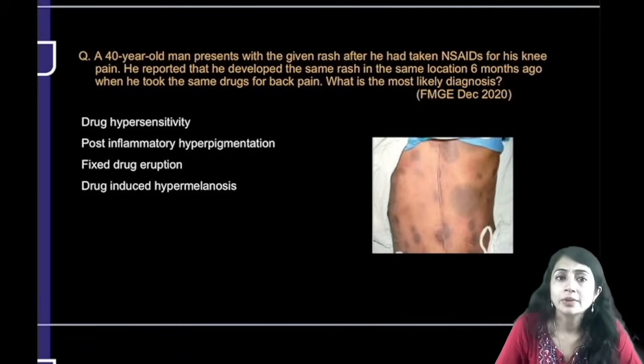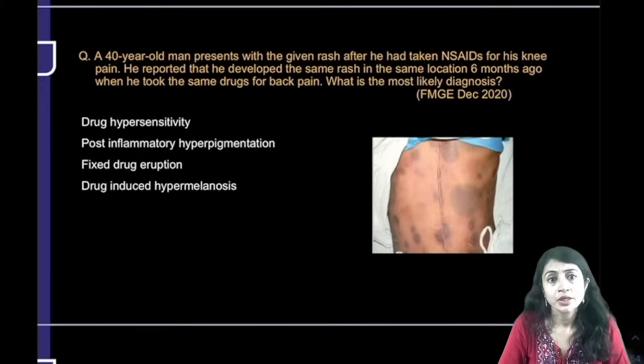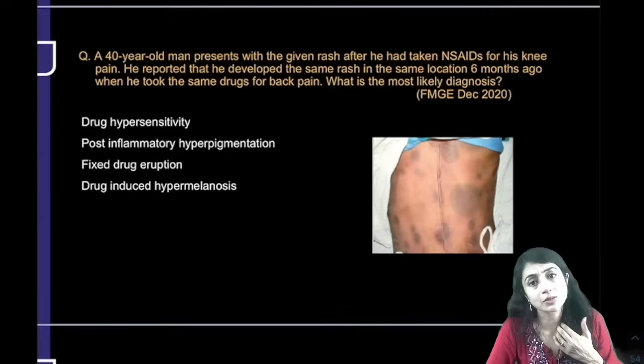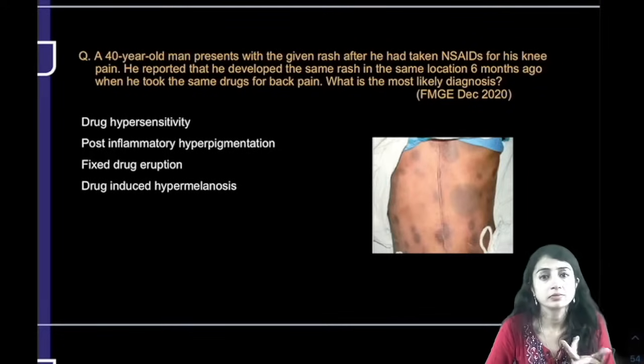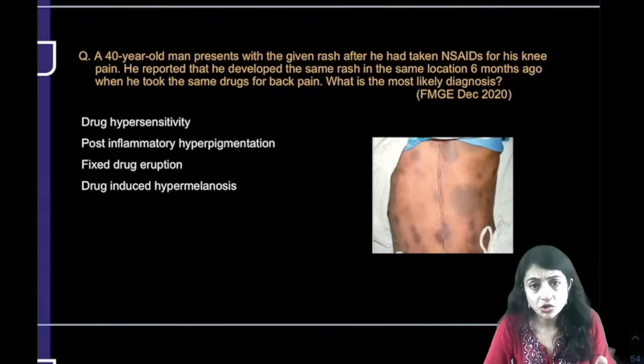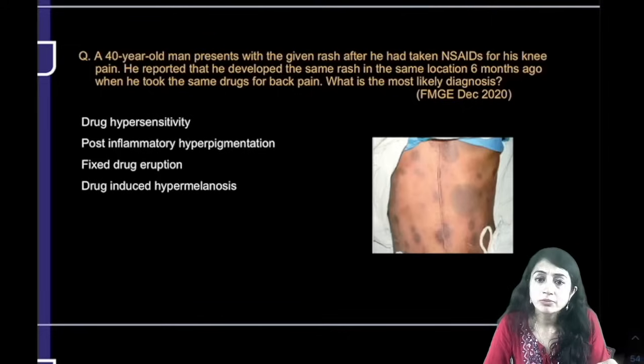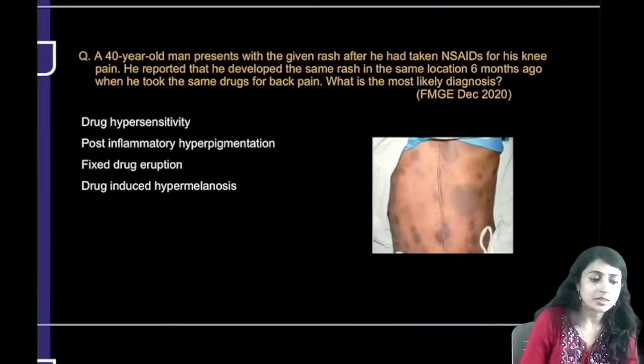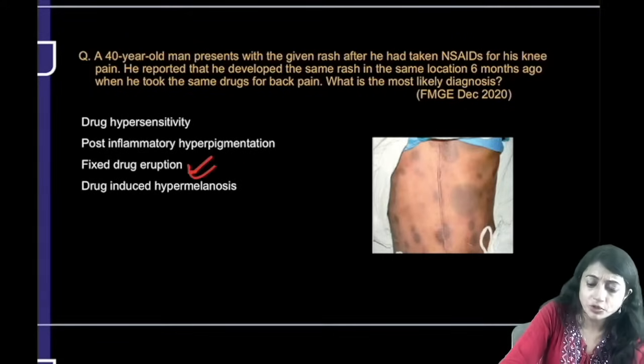A 40-year-old male presents with given rash after he had taken NSAIDs for his knee pain. He reported that he develops the same rash in the same location 6 months ago when he took the same drug. Very, very obvious history. Same drug, same location, every time it happens. What is it called as? Yes, this is called as fixed drug eruption.